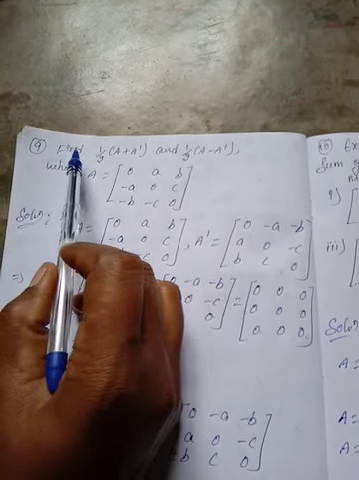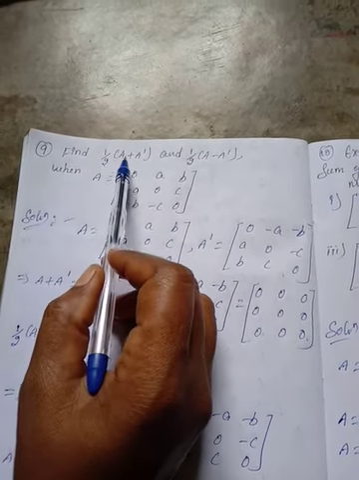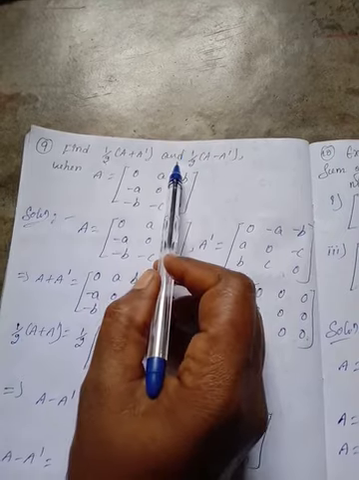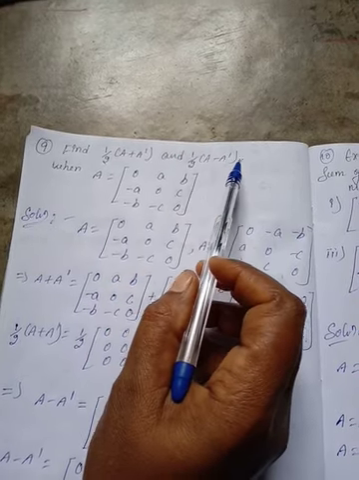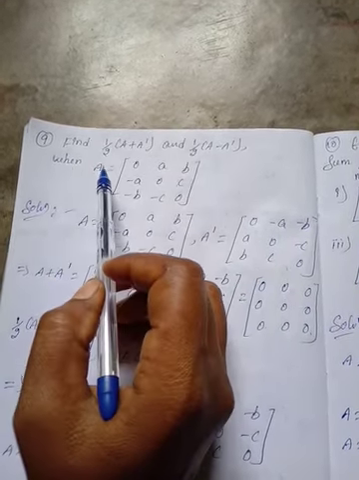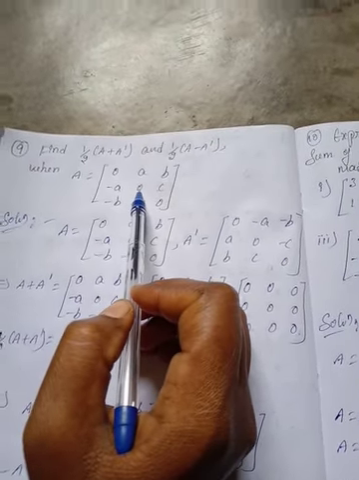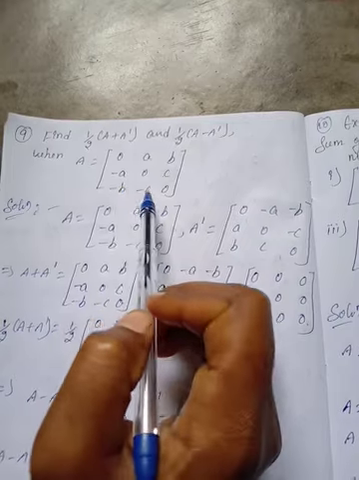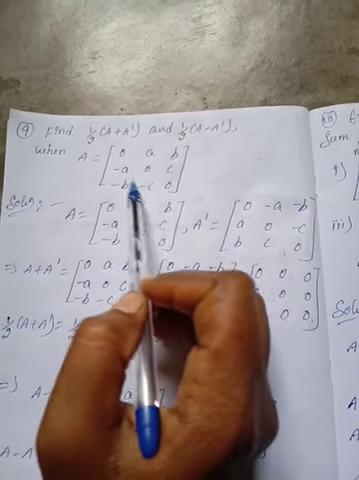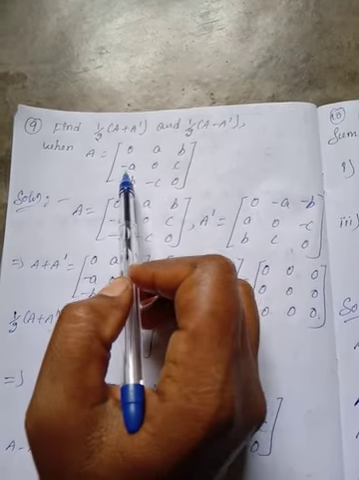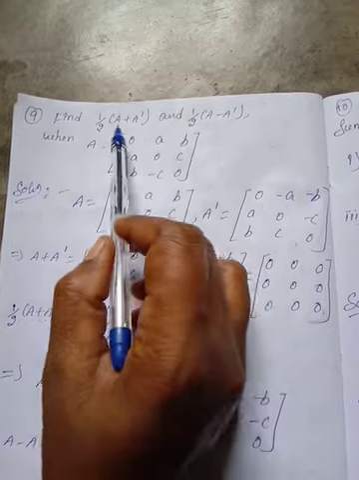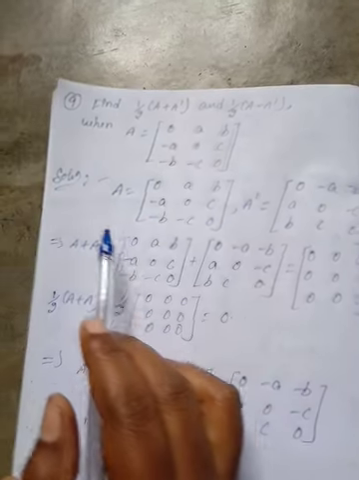Ninth problem. Find the value of half into A plus A transpose and half into A minus A transpose when A is equal to [0, a, b; minus a, 0, c; minus b, minus c, 0]. This is your given A matrix. By using this A matrix, we need to find these two values.